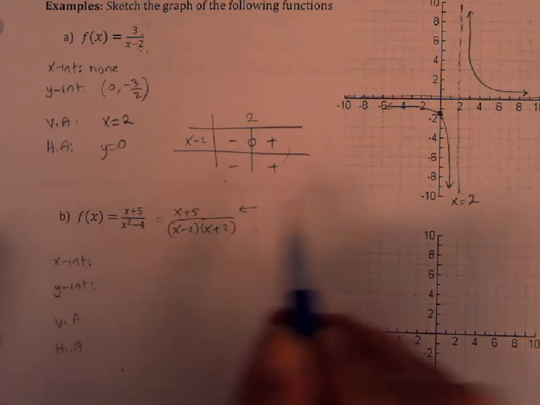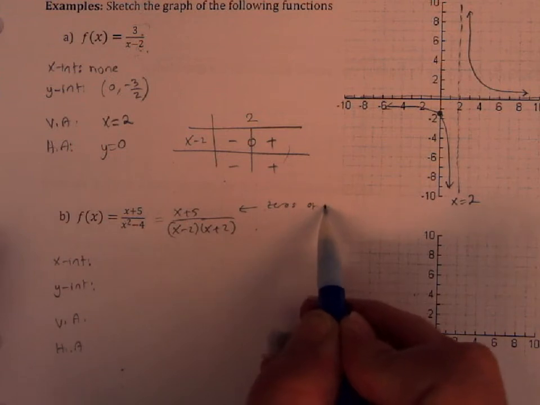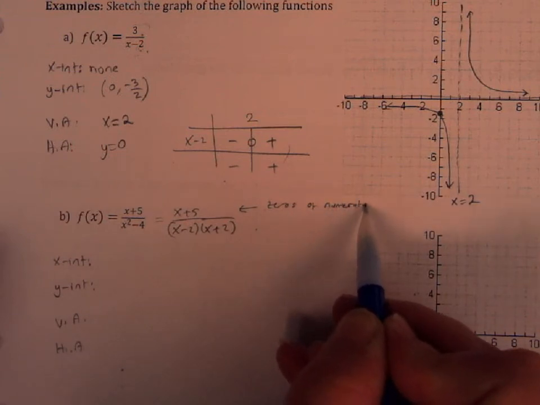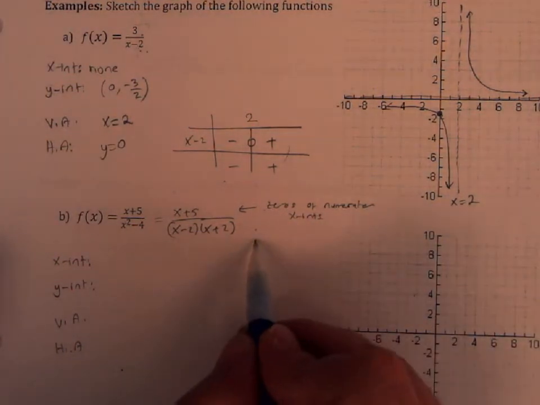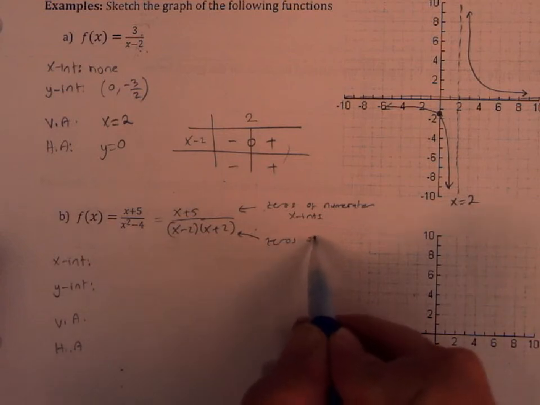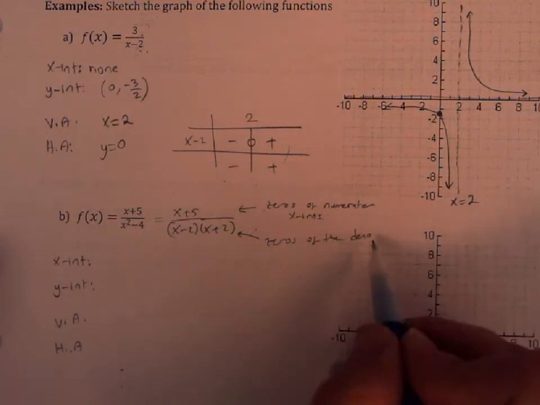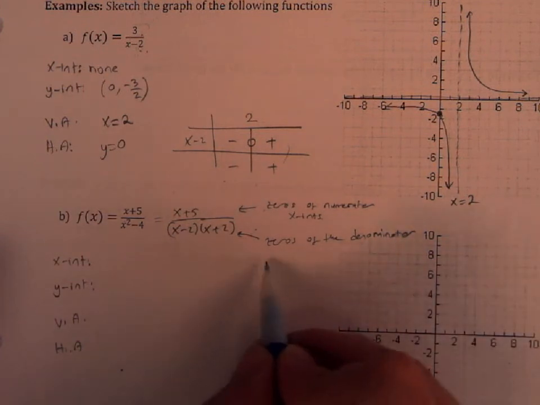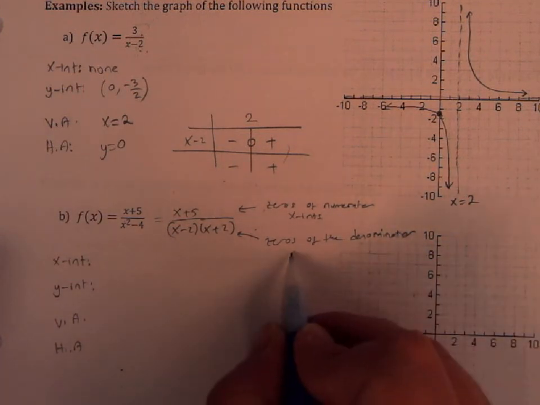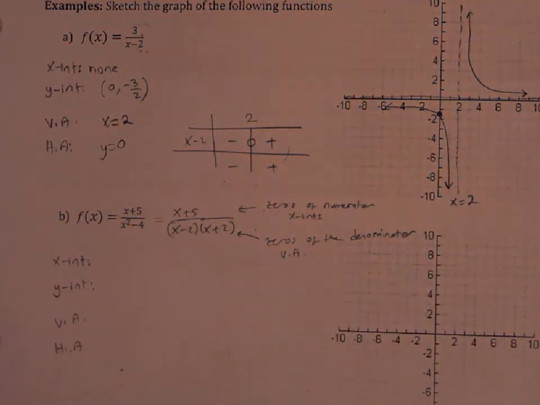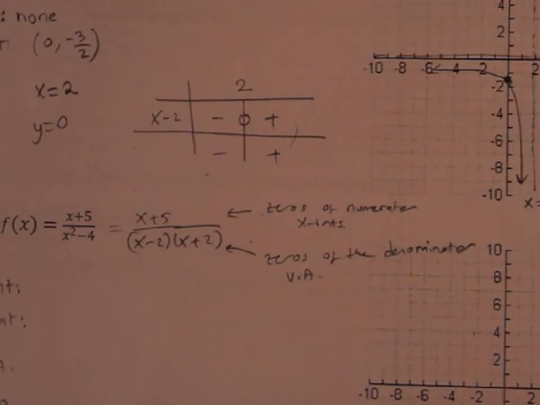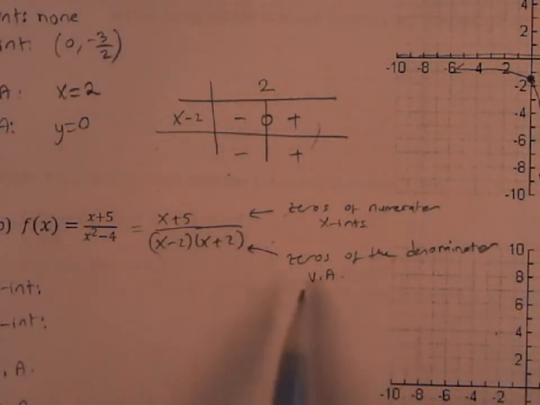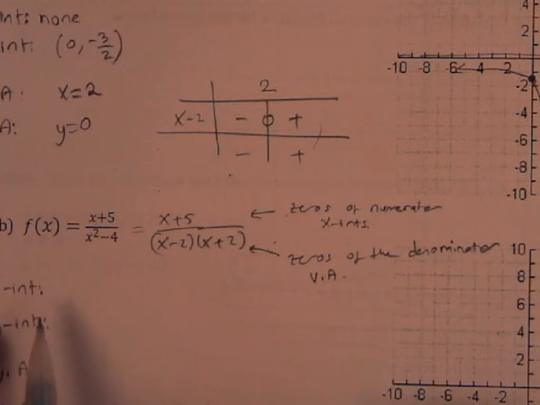The zeros of the numerator give you x-intercepts. Zeros of the denominator give you vertical asymptotes. Zeros of the numerator, x-intercepts; zeros of the denominator, vertical asymptotes. Okay, then based on that, what is the x-intercept?